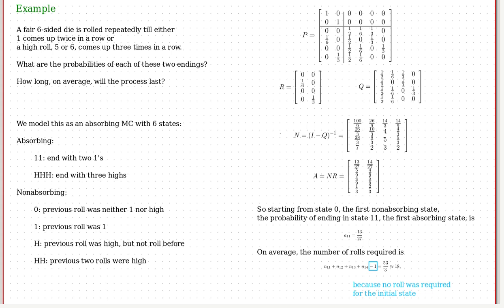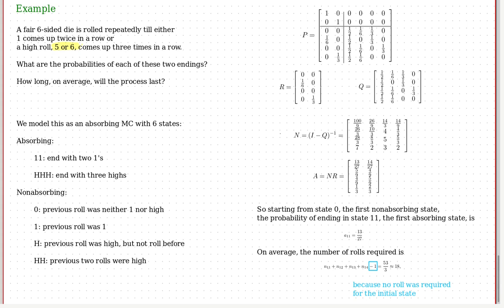Suppose you repeatedly roll this 6-sided die, and you keep rolling until either a 1 comes up twice in a row, or a high roll, which I define as meaning a 5 or a 6, comes up 3 times in a row. Right? So you keep rolling until either a 1 comes up twice in a row, or a 5 or a 6 comes up 3 times in a row.